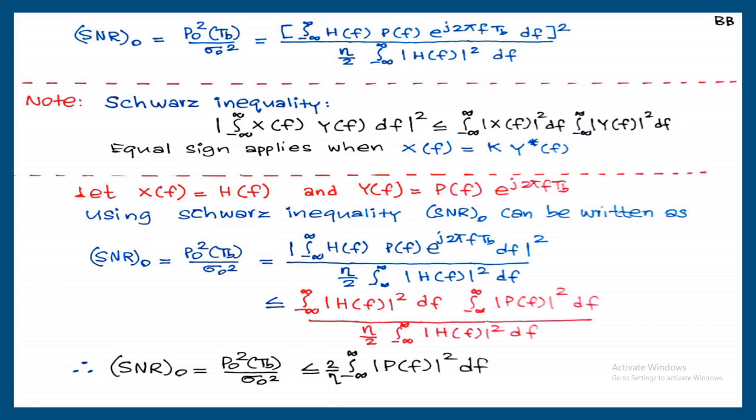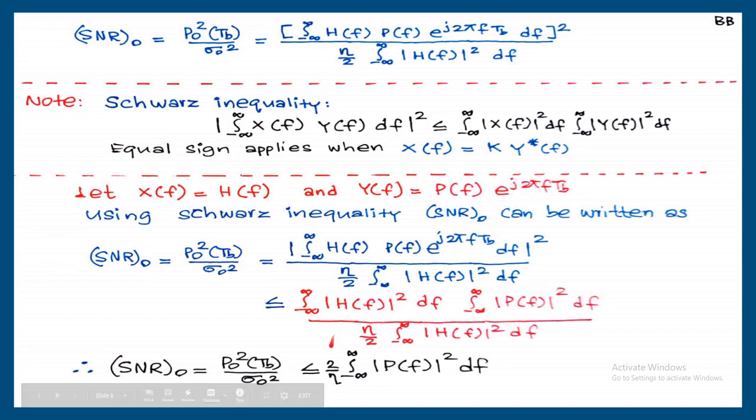The sign will become equal sign if the condition is satisfied: x of f is equal to k into y complex conjugate f. So I am just applying the same condition for getting equal sign. What is our x of f? H of f. So if H of f is equal to k into y complex conjugate f, that is k into P star f e raised to minus j 2 pi f Tb. Complex conjugate of y of f: complex conjugate of this is P complex conjugate f, and complex conjugate of this is e raised to minus j 2 pi f Tb.